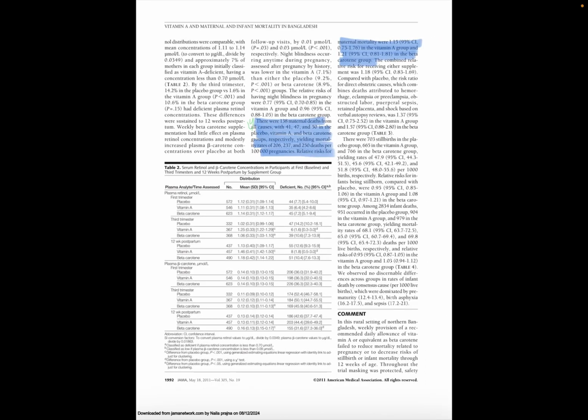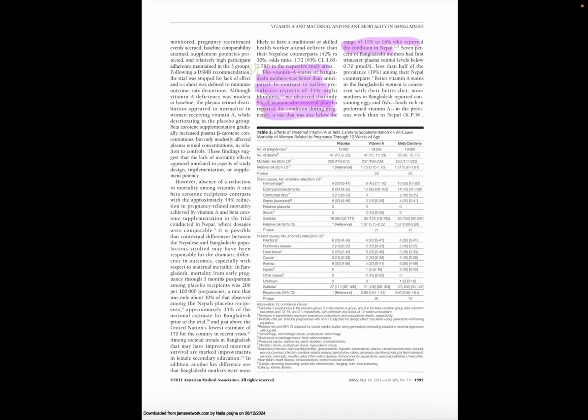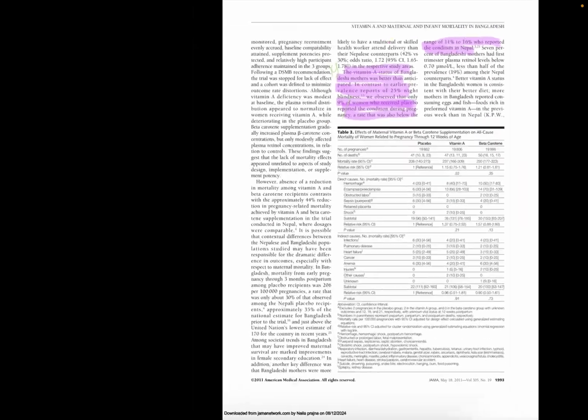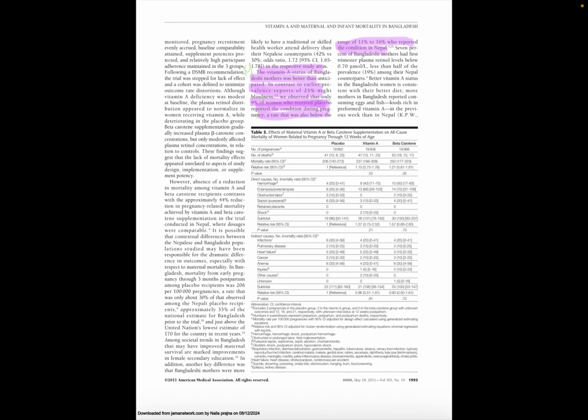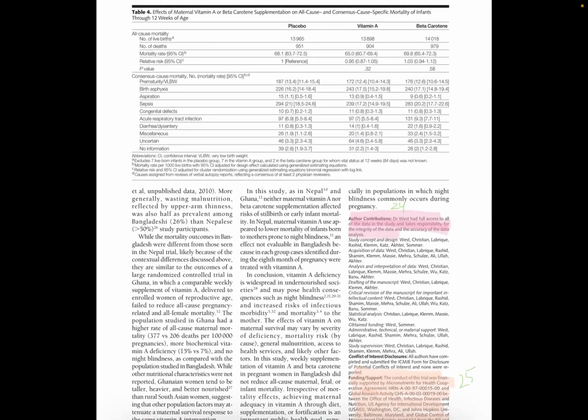This is still in the results. I can find checklist number 19, all important harms or unintended effects in each group. So there were 138 maternal deaths from all causes, with 40 and 47 and many others. Okay, so we move to the next page. I can find the point 19 here. Okay, we move to the next page again.